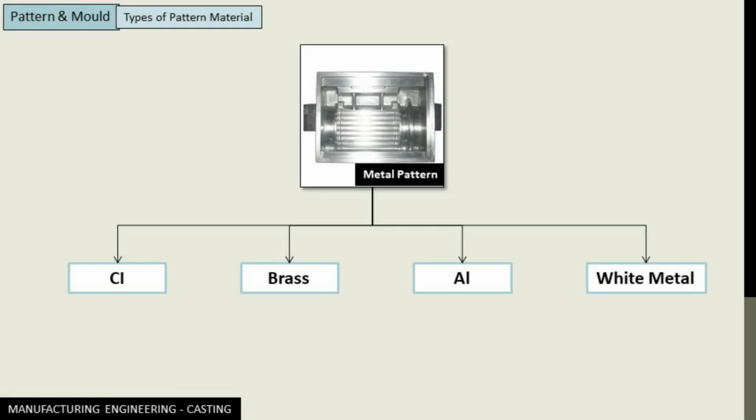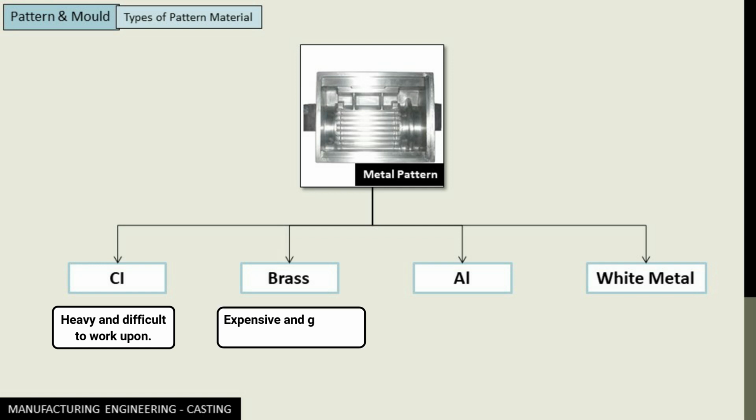The metal patterns are basically of four types: cast iron, brass, aluminium, and white metal. Cast iron has low corrosion resistance unless protected. It is heavier and difficult to work, but it is cheaper and more durable than any other metal pattern material. Then we have brass. Brass can be easily worked and built up by soldering or brazing. It has a smooth, closed pore structure. However, it is expensive and generally used for small casting components.